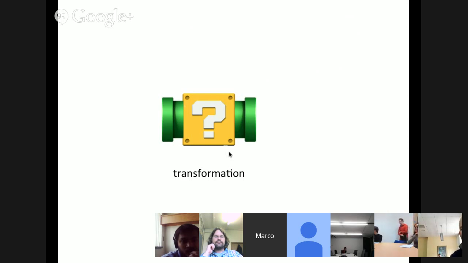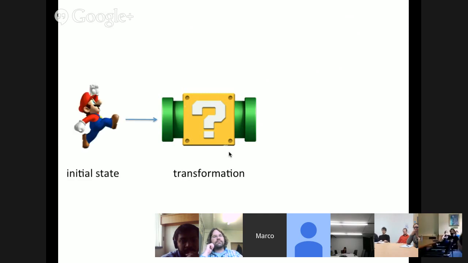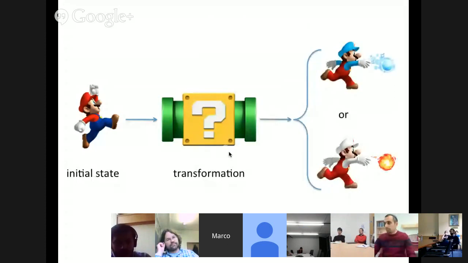So now what I want you to think of is a transformation. So the presence of the power-ups, the flowers inside the mystery box, corresponds to a potential transformation of Mario. So what we have is that Mario, in his initial state, enters the mystery box. And now, given the two possibilities, the two flowers, we can obtain an ice Super Mario or a fire Super Mario. This is the final state of Mario.